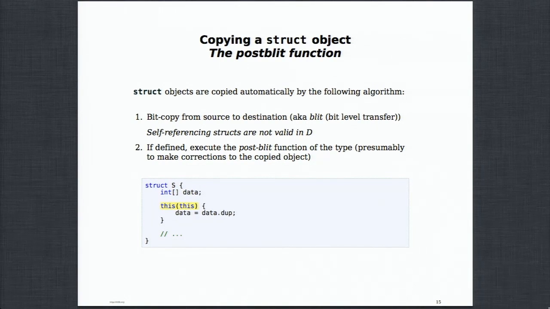And then, as the second step, if it's defined, it executes the postblit function. It's to make some corrections, because you don't want two sets of bit patterns pointing to the same data, as in here. You may want to duplicate all your data.